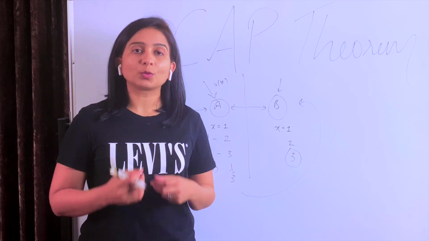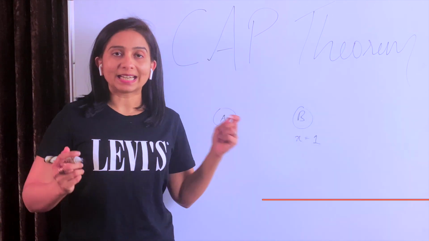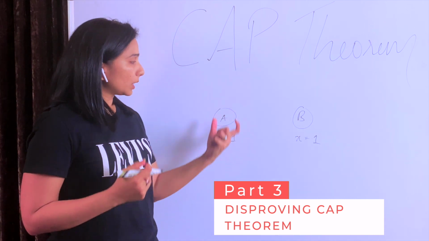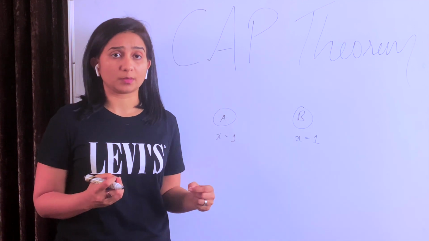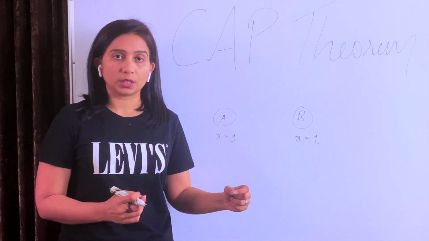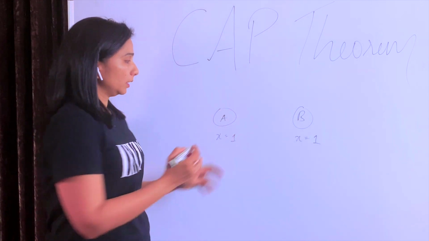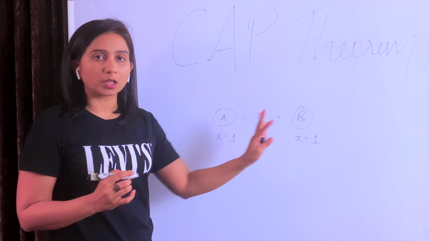But before walking into those scenarios, let's try to disprove the CAP theorem first. Okay, let's try to disprove the CAP theorem. For that, let's assume there's a basic distributed system with two nodes, and we say that it can support consistency, availability, and partition tolerance. So we have this system. Initial state x equal to 1.